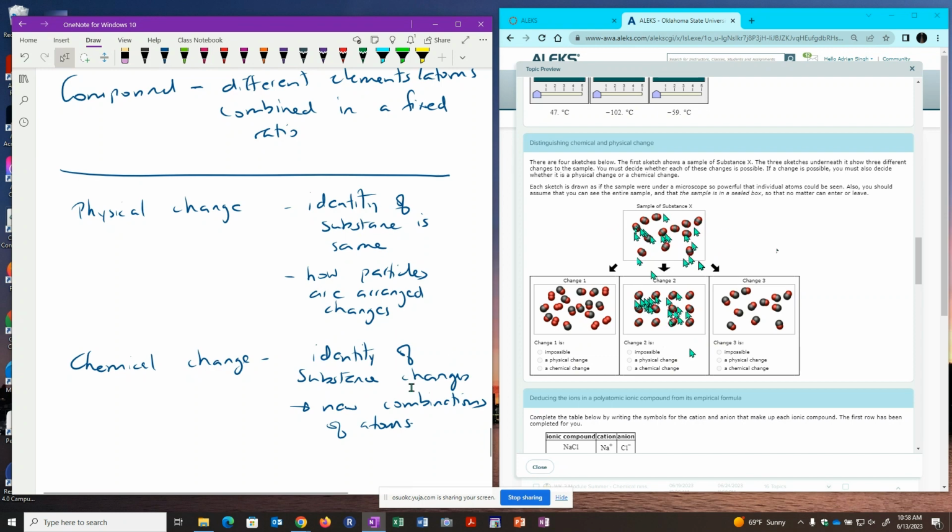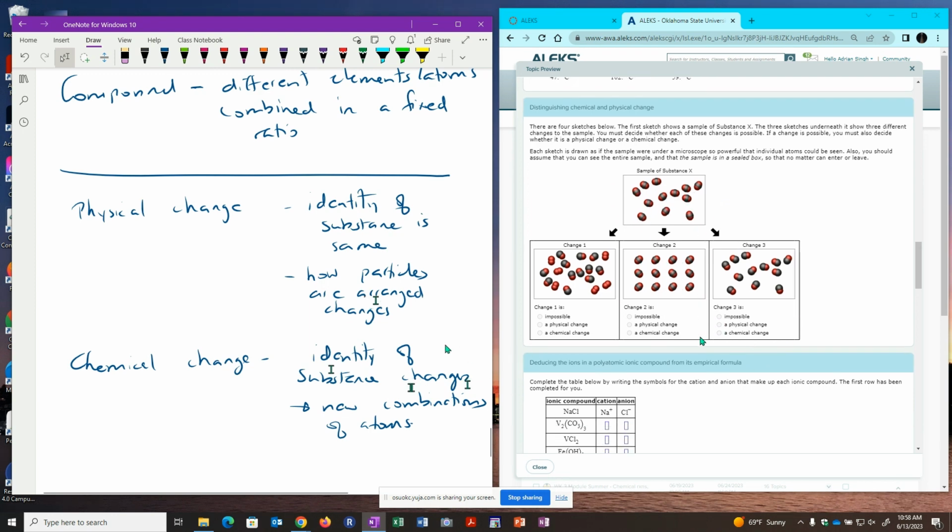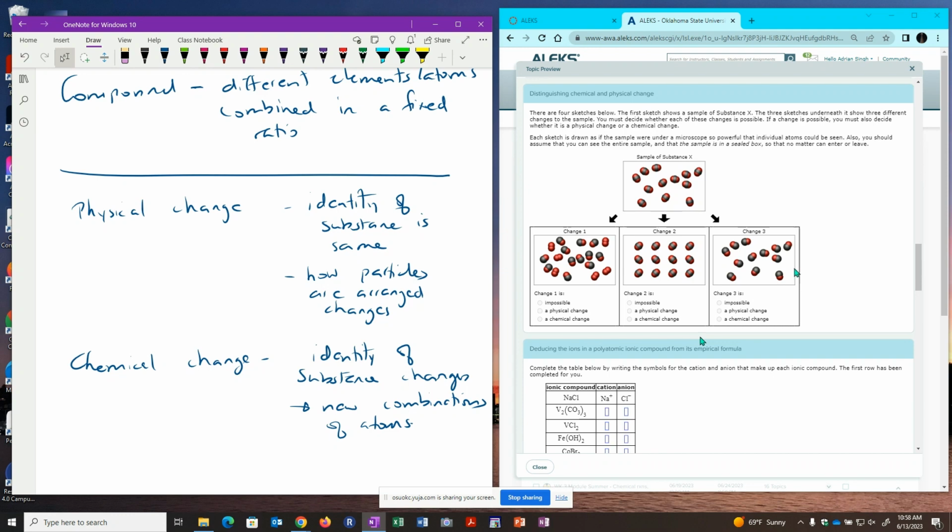Does the identity change? If so, most likely it's a chemical change. If the identity doesn't change, but the particle arrangement has changed, that would be a physical change. You also want to pay close attention to see whether or not you have gained any atoms or lost any atoms, because that's impossible. You can't make new atoms out of nothing, and you also cannot just destroy atoms. So you need to count the atoms that you're starting with and make sure you have the same number of atoms that you end with.